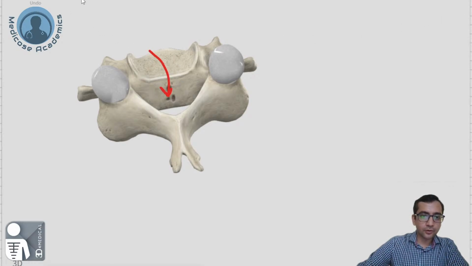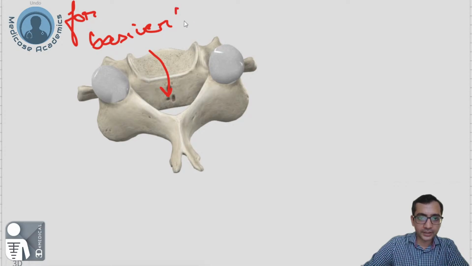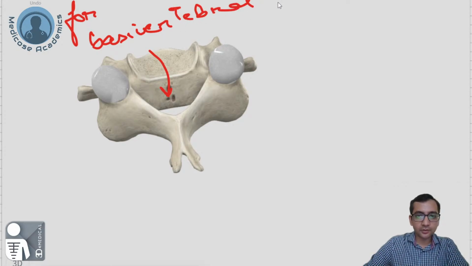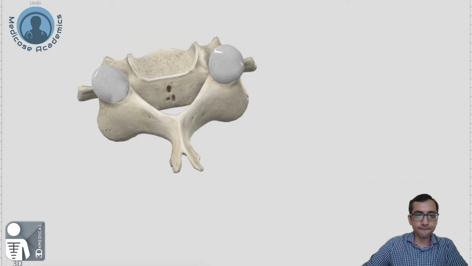This opening is for the basivertebral veins. So this is all about the body.